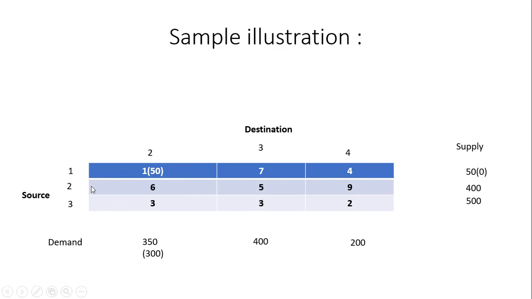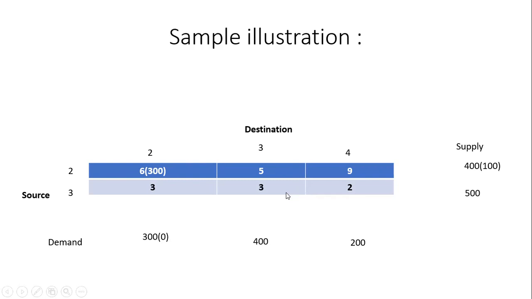And now we have only 2 rows and 3 columns in the next iteration. So this is the continuation of the third iteration. Once again, consider the supply and demand, compare here 300 and 400. So demand is less compared to the supply. So allocate 300 into the cell 2 comma 2 and subtract the same value for both supply and demand.